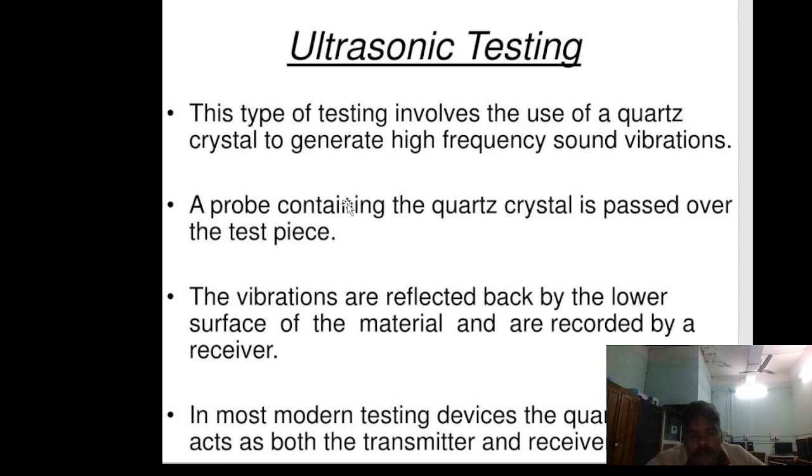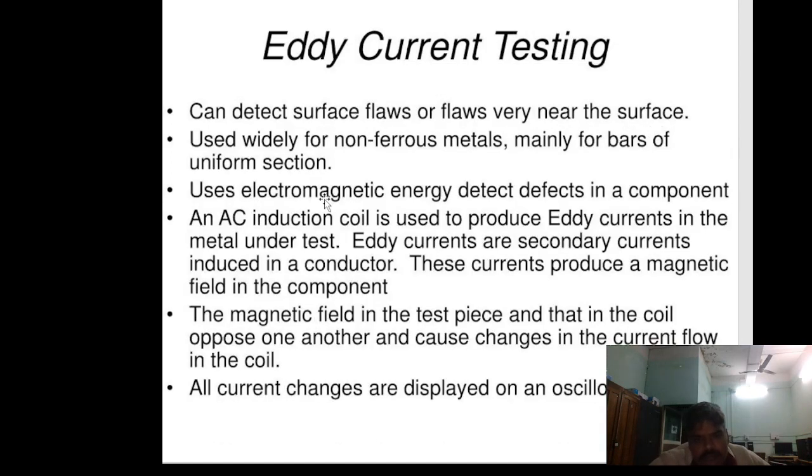Ultrasonic testing. This type of testing involves the use of a quartz crystal to generate high frequency sound vibration. A probe containing the quartz crystal is passed over the test piece. The vibrations are reflected back by the lower surface of the material and are recorded by a receiver. In most modern testing devices, the quartz crystal acts as both the transmitter and receiver.